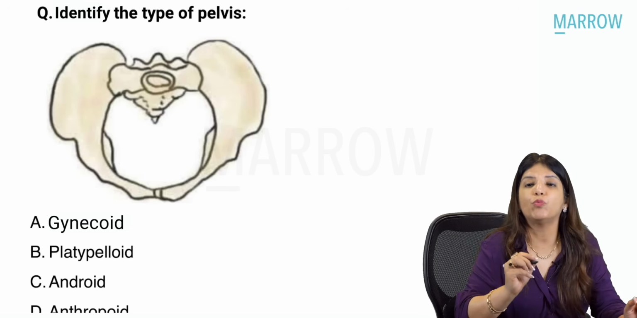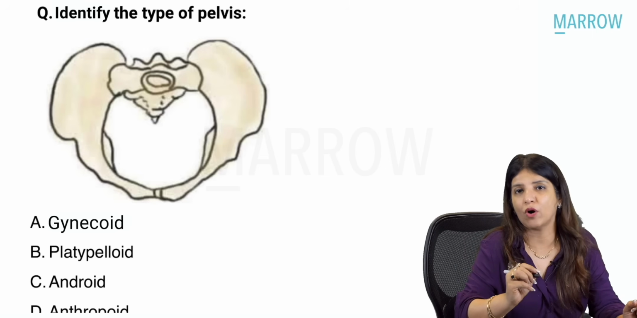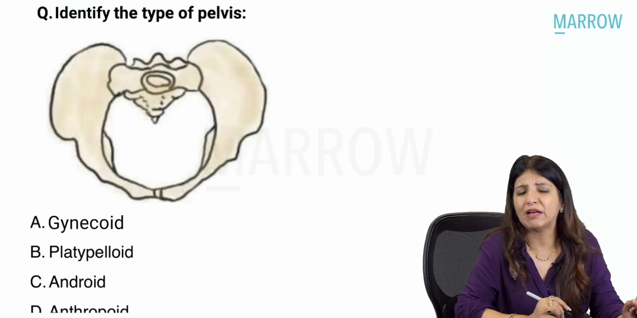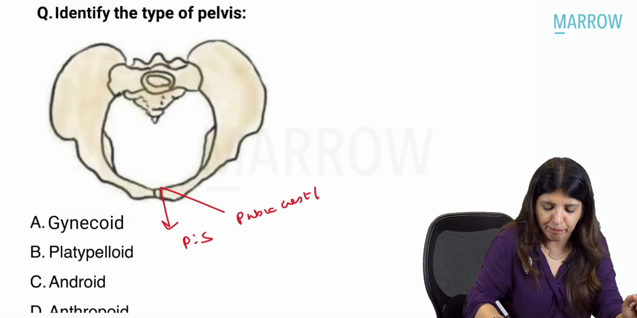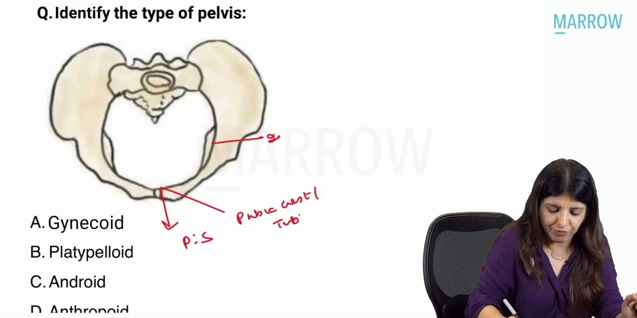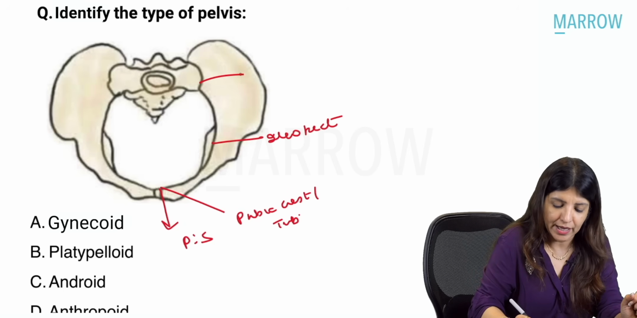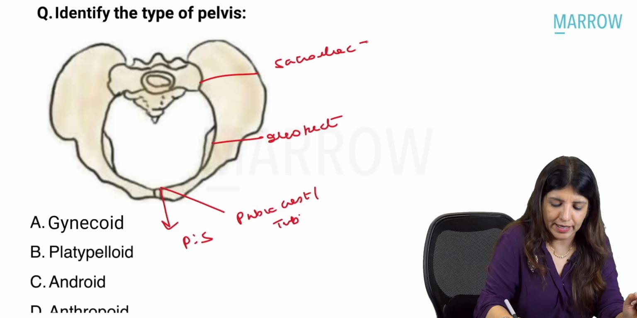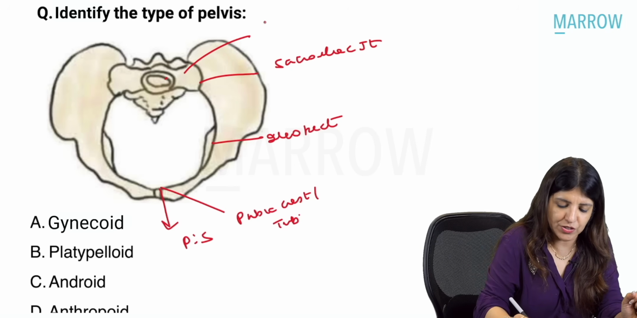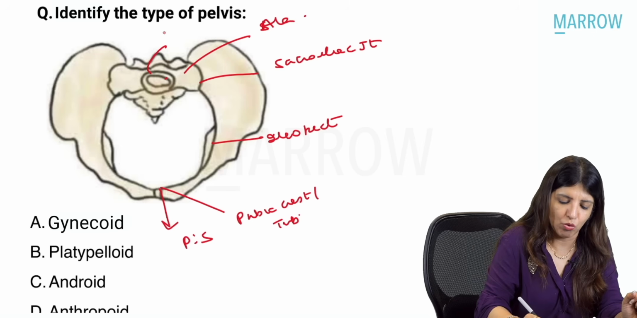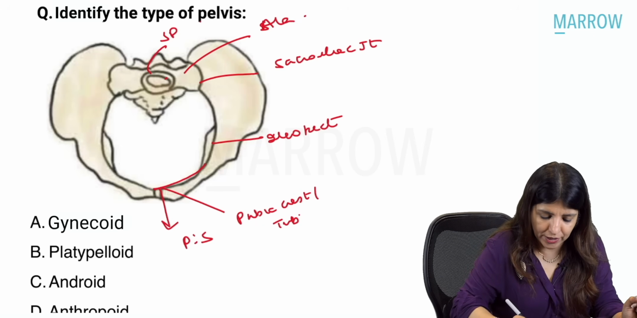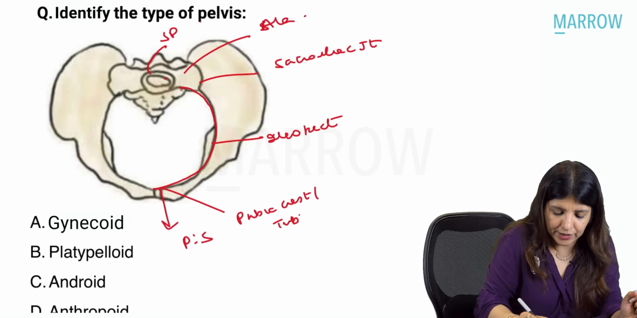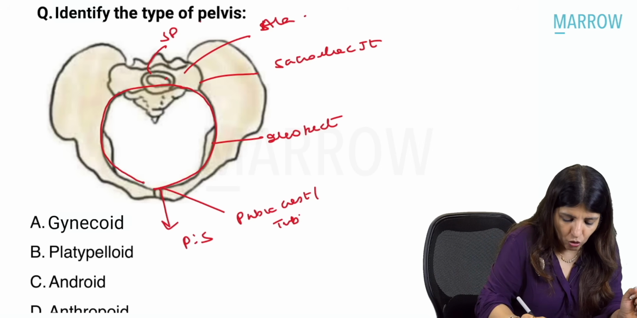Please, beta, whenever we are talking about the boundaries of the inlet, what are the boundaries of the pelvic brim or the inlet? Boundaries of pelvic brim is pubic symphysis, then pubic crest and pubic tubercle. Then you have the iliopectineal line. Then you have sacroiliac joint. Then you have ala of the sacral bone, and then you have sacral promontory. So this is how you make the pelvic brim or the pelvic inlet.